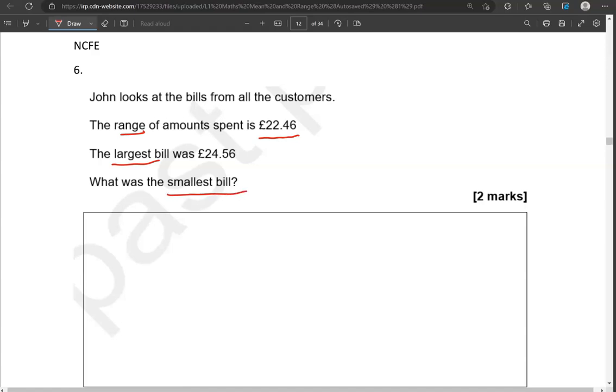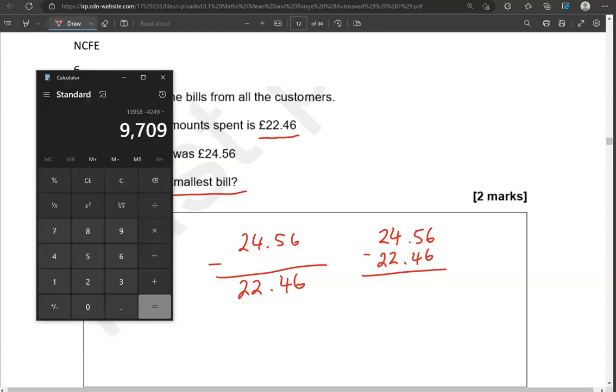So we know the largest bill is £24.56. Take away the smallest bill should give us the range, which is £22.46. So what's that missing number? We can work it out by doing £24.56 take away £22.46. Which is £2.10.